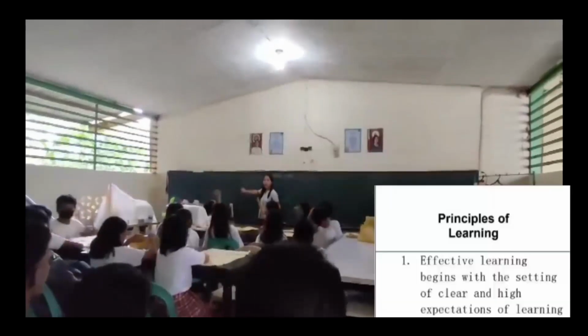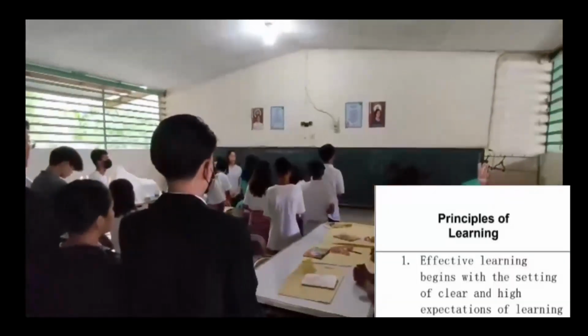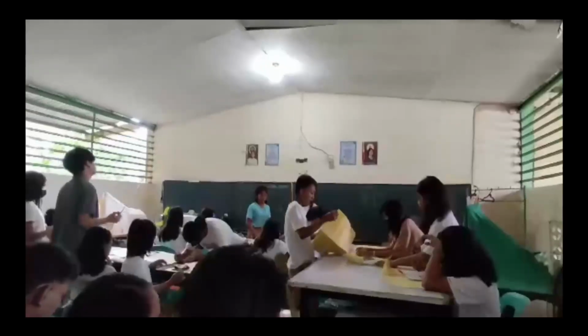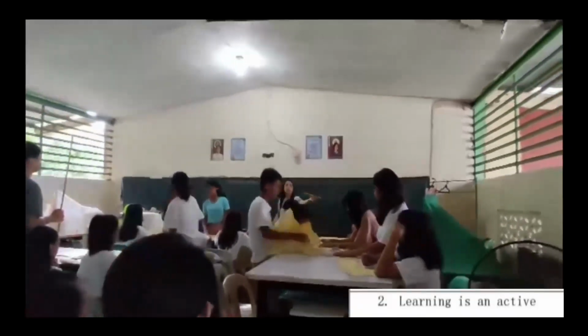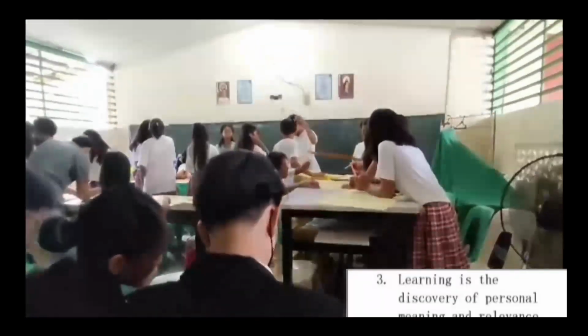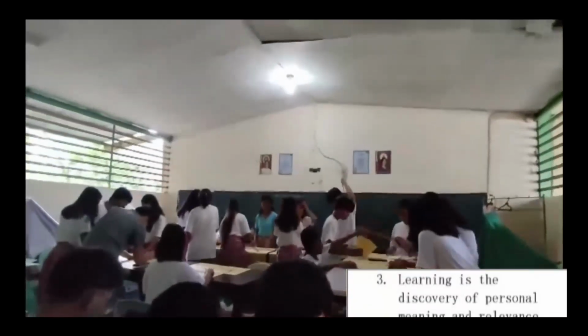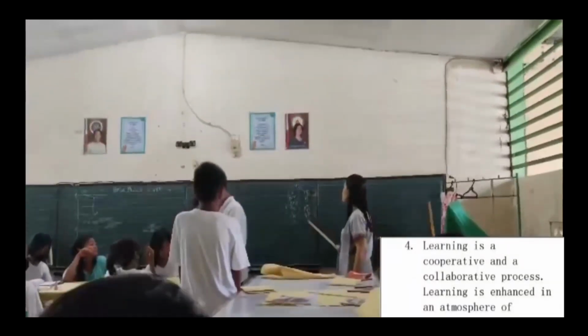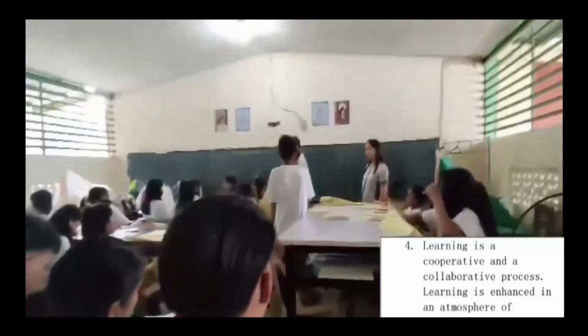Number 1. Effective learning begins with the setting of clear and high expectations of learning outcomes. Number 2. Learning is an active process. Number 3. Learning is the discovery of personal meaning and relevance of ideas. And number 4, the last one. Learning is a cooperative and collaborative process. Learning is enhanced in an atmosphere of cooperation and collaboration.